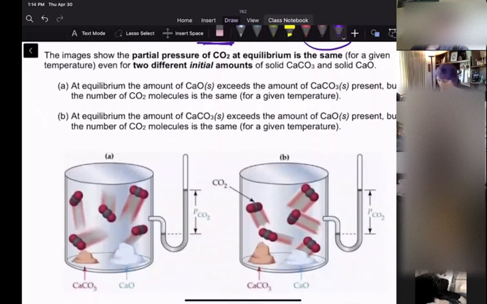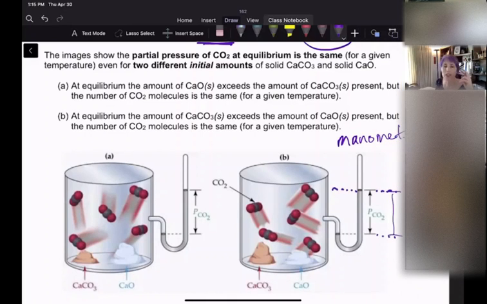So here's a picture of that same reaction. And they're measuring the gas pressure with this manometer. It's just a closed tube with mercury in it. So then we get that difference in the height. So notice in that picture that the calcium carbonate piles are different sizes and the calcium oxide piles are different sizes, and yet the pressure of CO2 is the same.